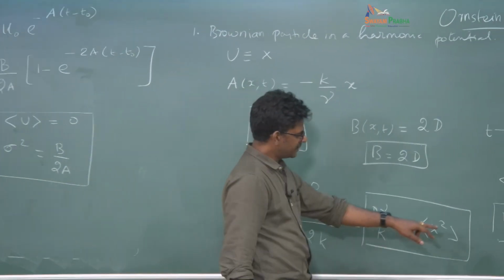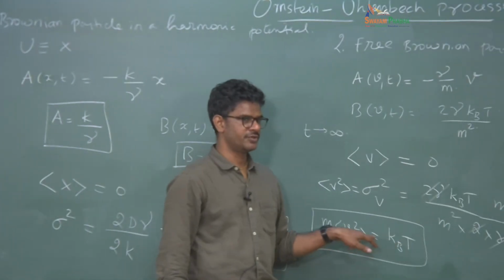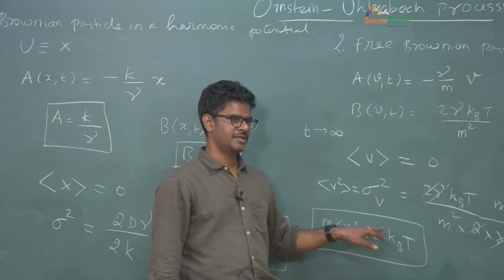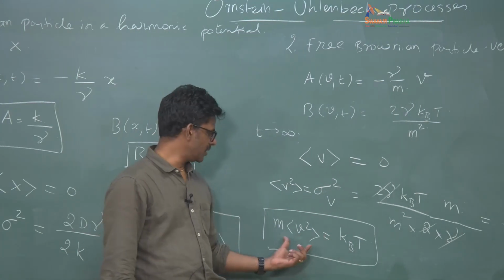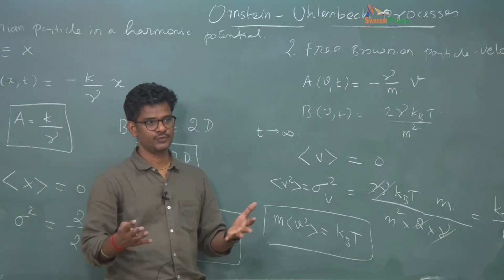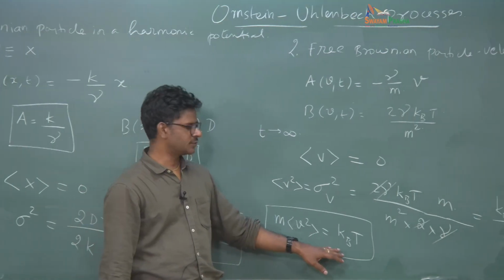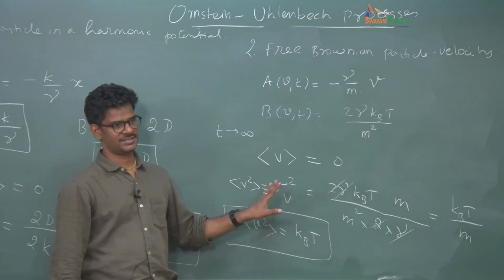If you recollect, we use this kind of equipartition principle when we dealt with the Langevin equation for free Brownian particle, to write what the magnitude of the fluctuating force has to be. Okay, so that's what we kind of prove here also, so that they are all consistent.